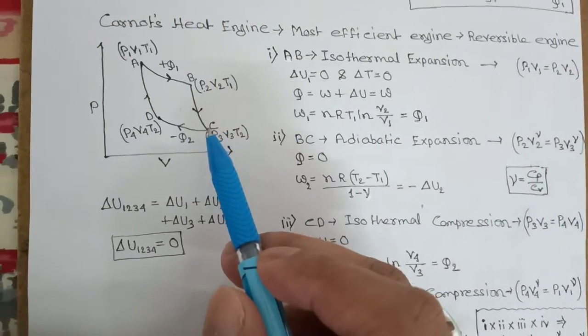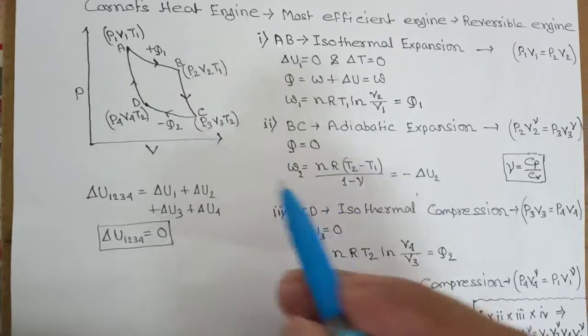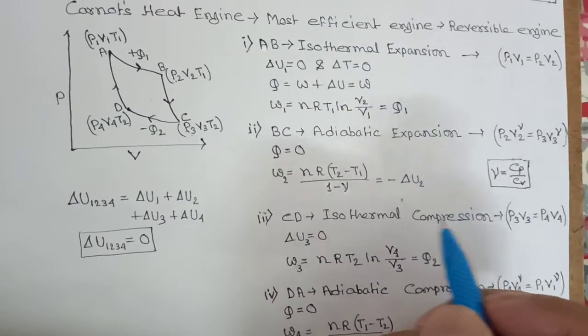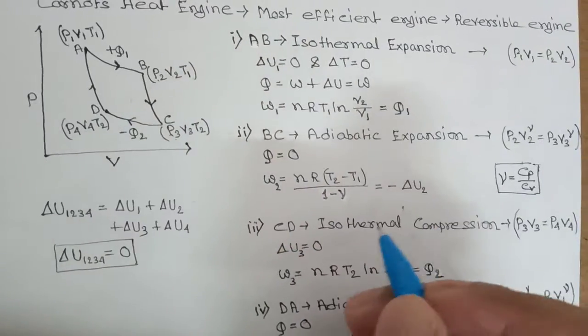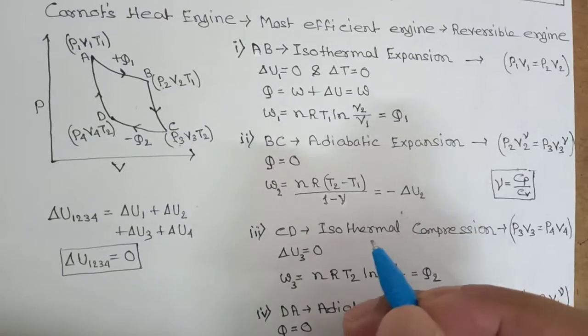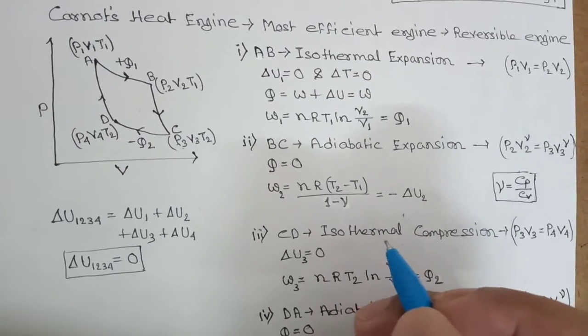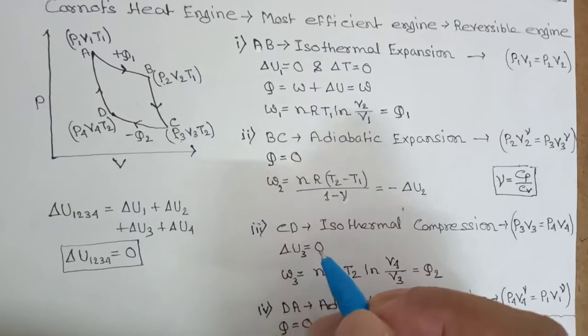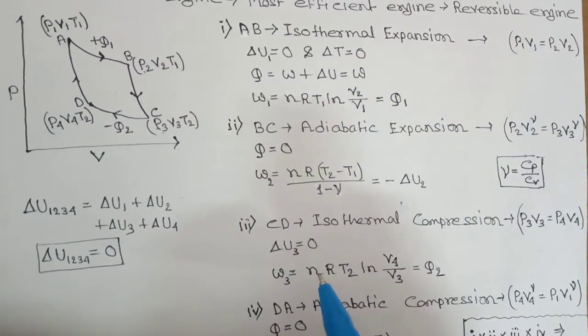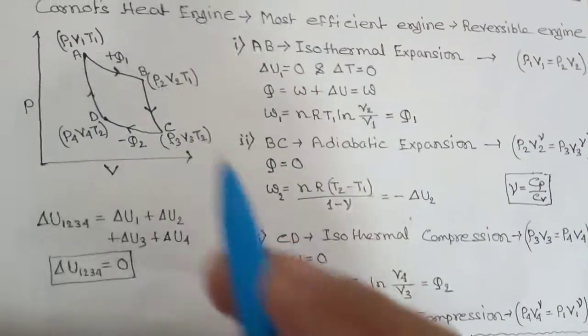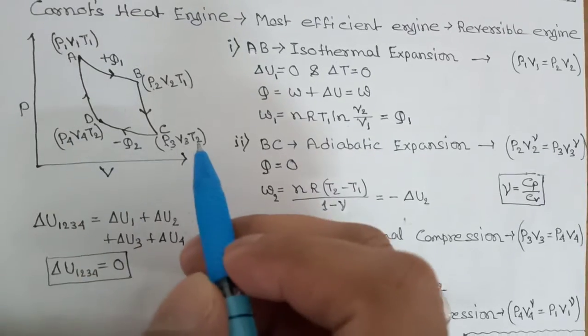Now we will see the third process, C to D. This process is isothermal compression. Isothermal means temperature is constant, so del T will be 0, which means del U will be 0. Work done is equal to nRT2 ln V4 by V3. V4 is the final volume, and V3 is the initial volume.